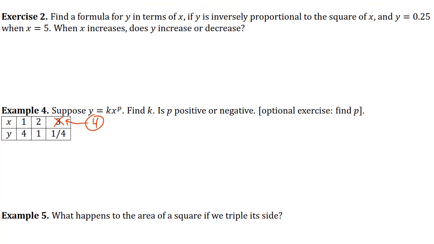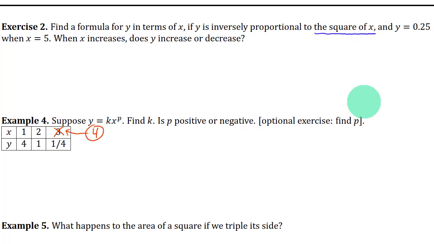Okay, so now that you have done exercise two, let's check your answer. It's given that y is inversely proportional to the square of x. The square of x, not to be confused with the square root of x, just means x squared. So if y is inversely proportional to that, it means y equals k over the square of x.